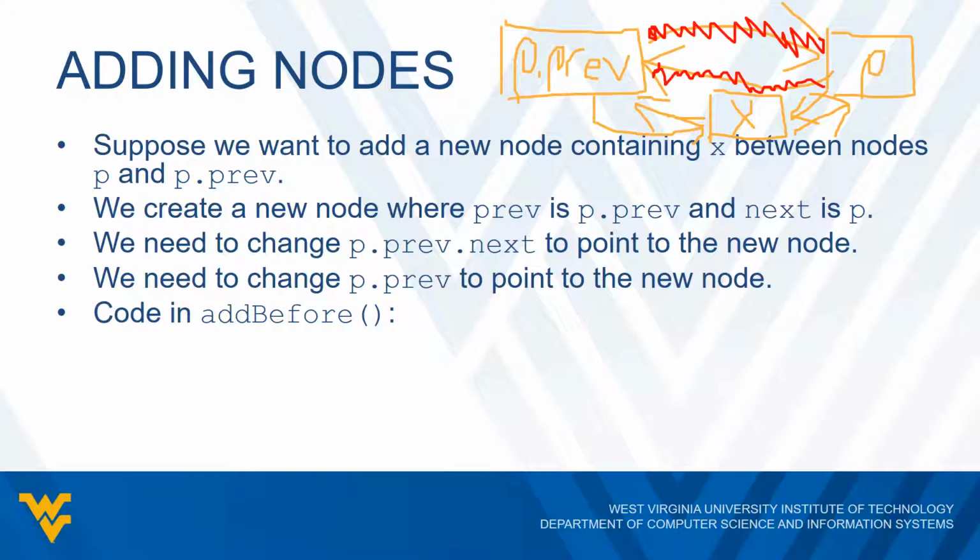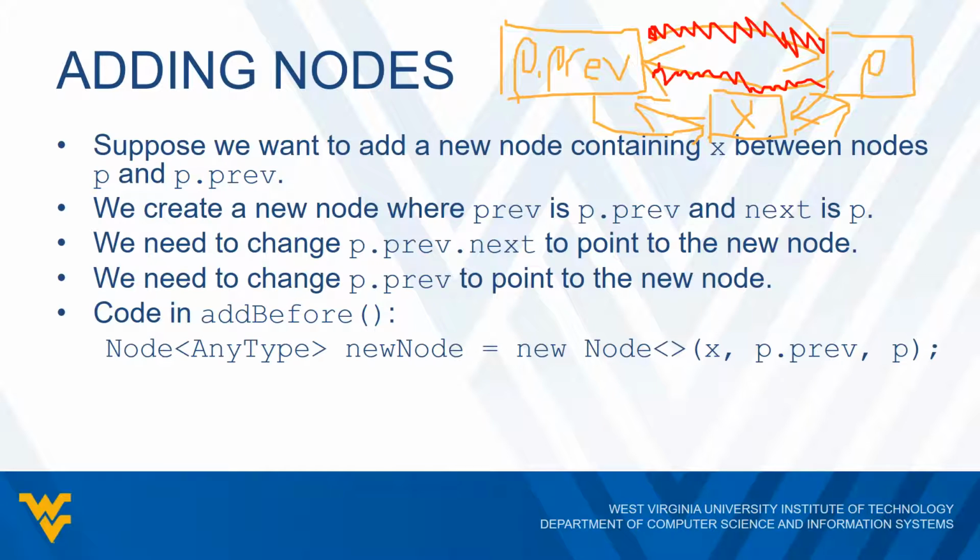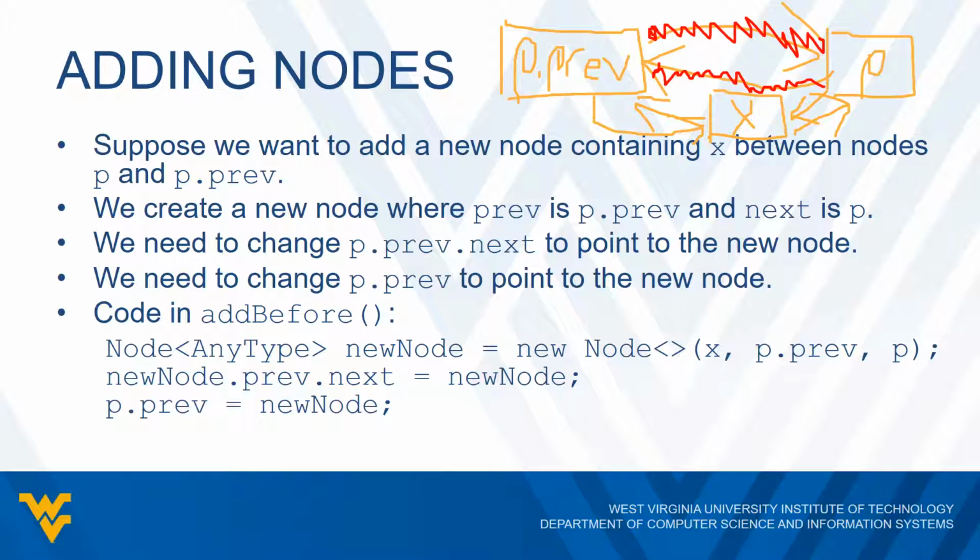So let's take a look at some code for this. So here's a method called add before that's in our code. So here's how it would look like. So we would create the new node, which is we're doing this first line. So that's going to initialize the previous and next reference variables for the new node, and our data is x. We'll then set new node.prev.next to the new node. That's having p.prev point to the new node. And then finally, we need to take the previous of p and have it point to the new node. And that takes care of adding our node.